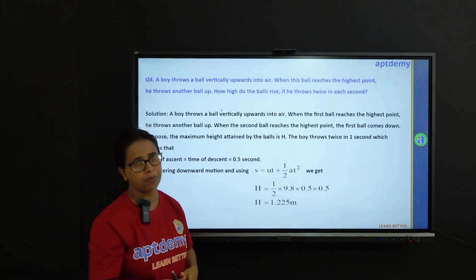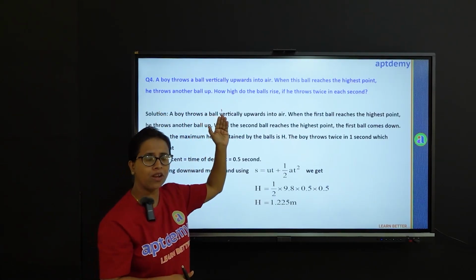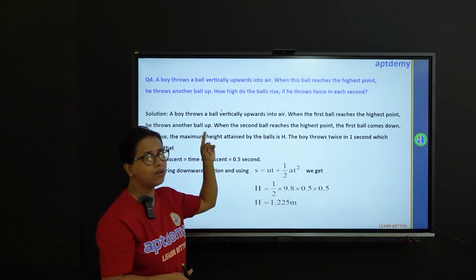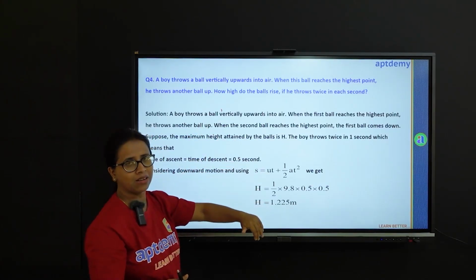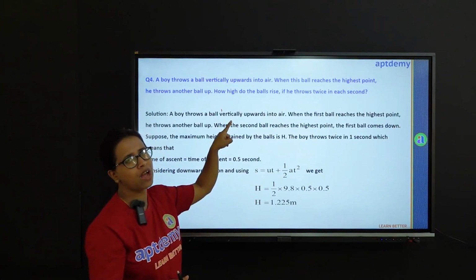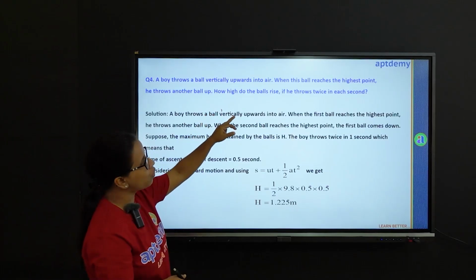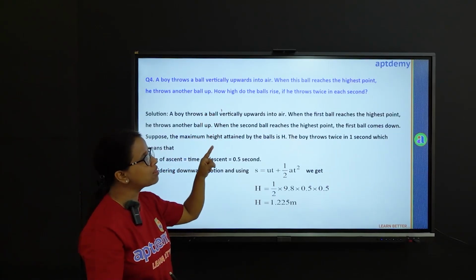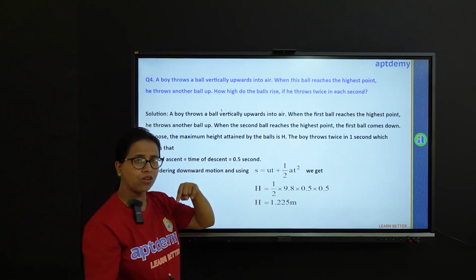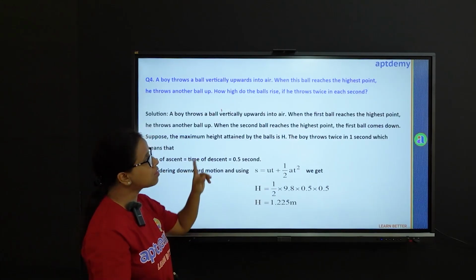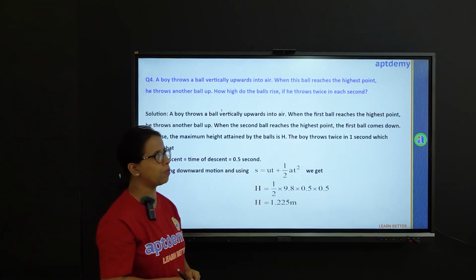So this concept will be applied here. By the time the first ball rises up to the highest point, the second ball is already thrown, and during that time the first ball already reaches the ground. So the total time taken by the first ball to start, reach the highest point, and come to the ground is 1 second, because he is throwing twice in each second. That means in 1 second it is completing the whole trajectory. So the time of descent or time of ascent is half of 1 second, that is 0.5 seconds. This is the concept that we need to apply in this question.